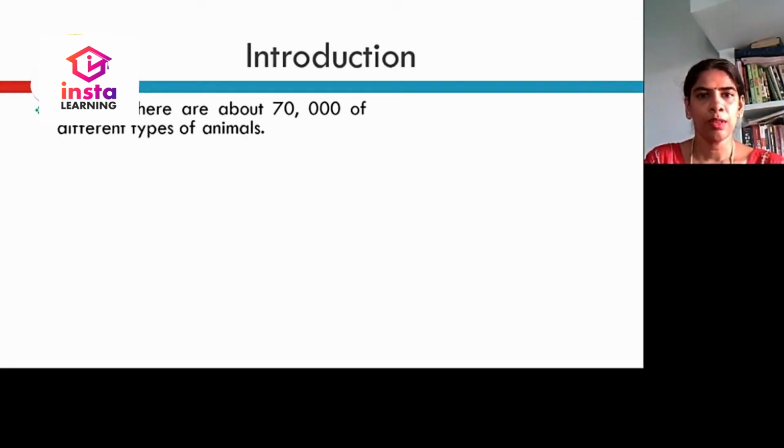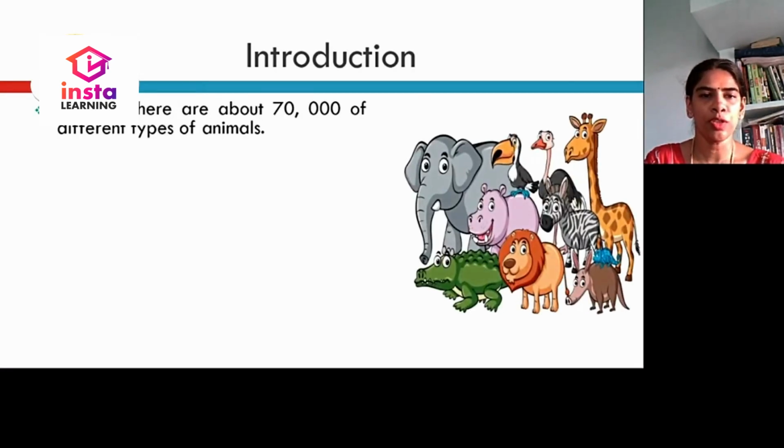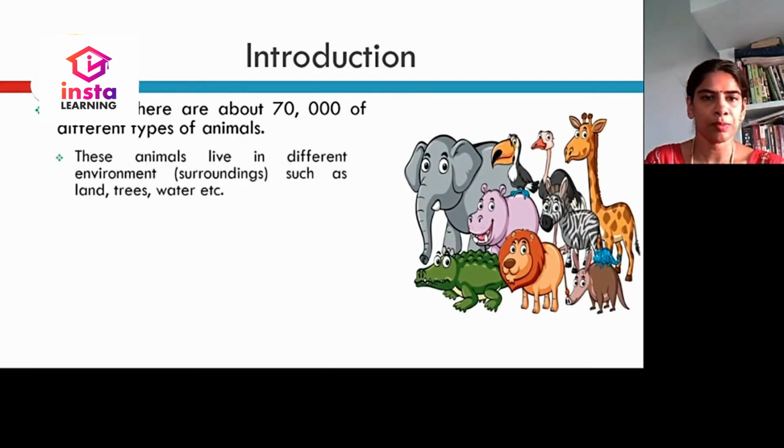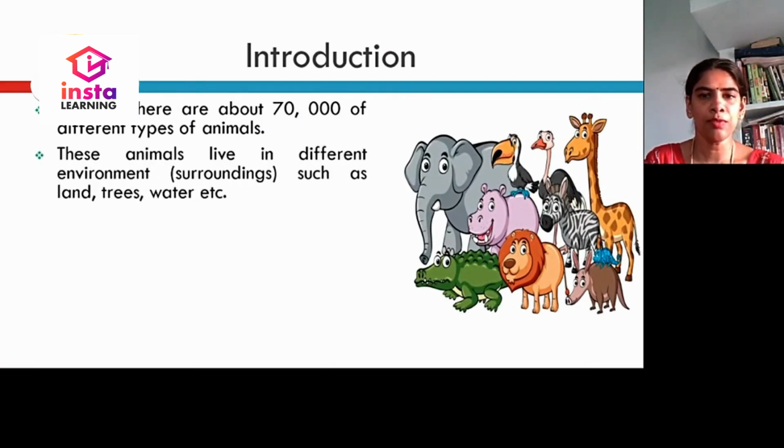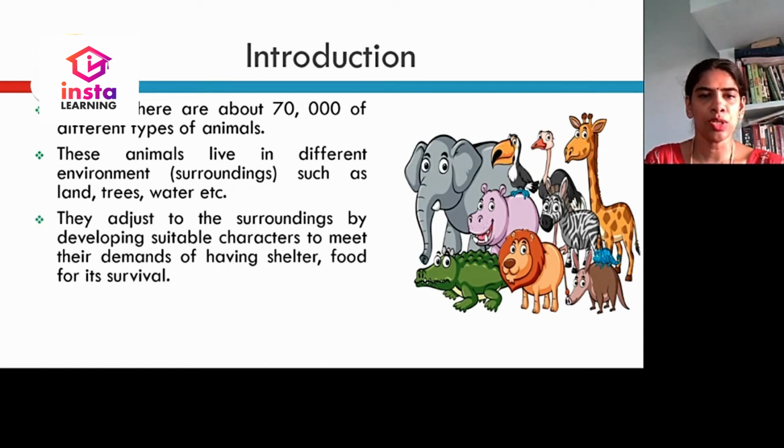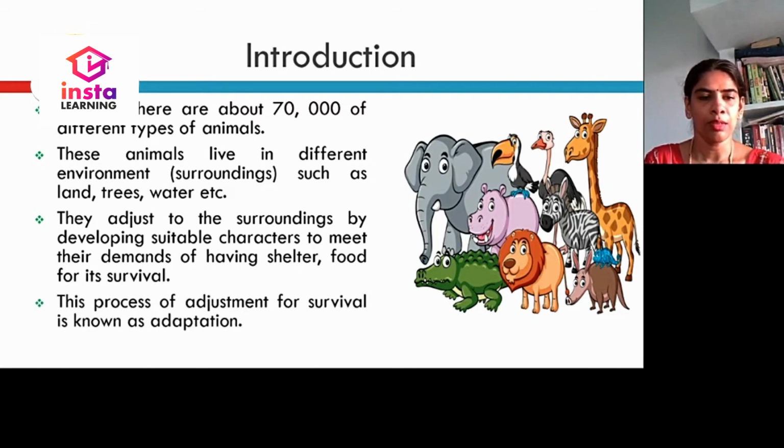In India, there are about 70,000 different types of animals. These animals live in different surroundings or environments such as land, on trees, water, etc. They adjust to the surroundings by developing suitable characters to meet their demands of having shelter and food for survival. This process of adjustment for survival is known as adaptation.